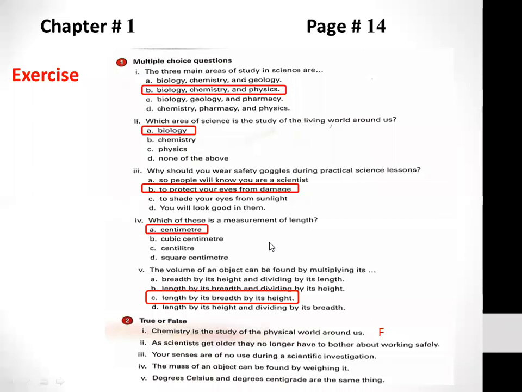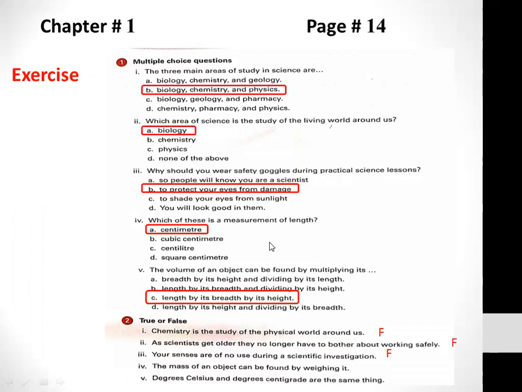The second statement is, as scientists get older, they no longer have to bother about working safely. So it's a false statement, because they will be more conscious about their scientific world. The third one is, your senses are of no use during a scientific investigation. No, you must use your senses, your sense of touch, your sense of seeing, your sense of hearing. So it's a false statement. All the three statements are false.